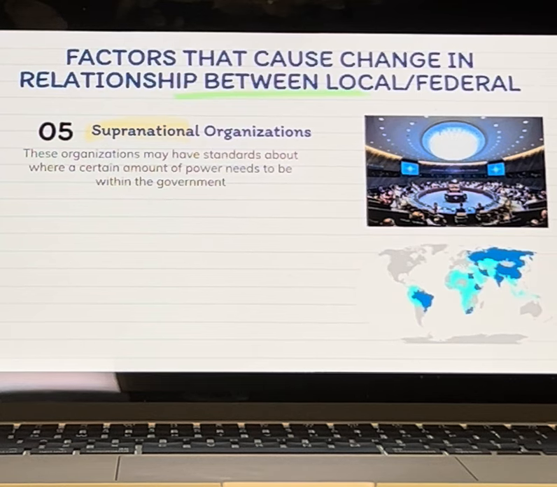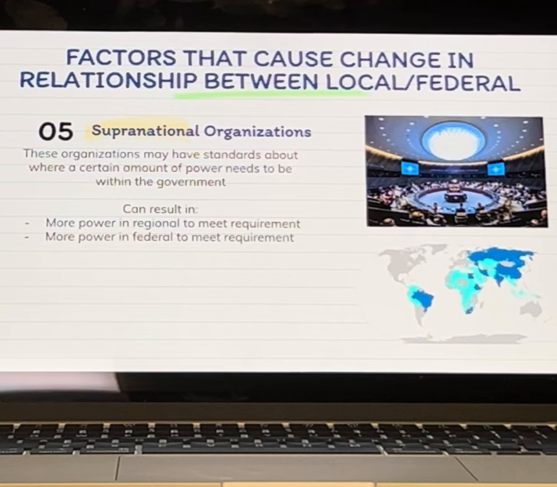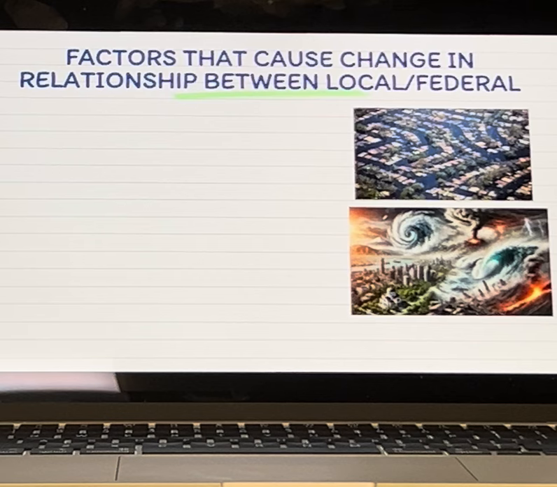Another factor might be supranational organizations. So supranational organizations are like the UN, NATO, and BRICS. Supranational organizations sometimes have standards for how the power in their member nations is to be divided, and because of that, that can cause change. So it usually results in more power to regional governments because that's a more developed way of setting up a country. But sometimes it results in more power to the federal government to meet the requirement, just based on the requirement. Finally, we have natural disaster.